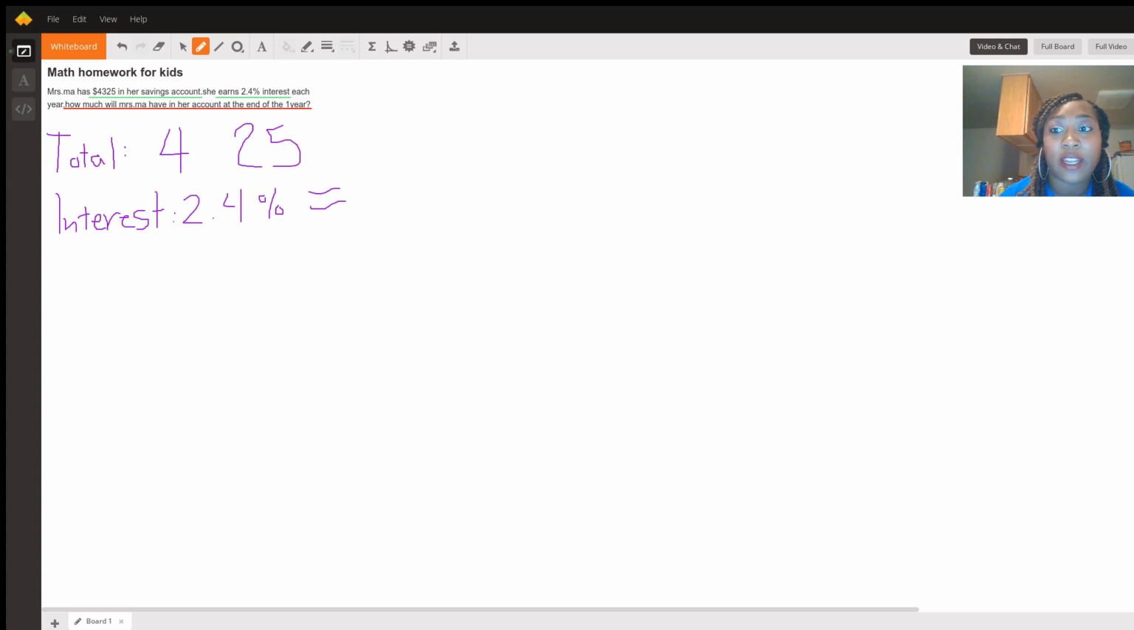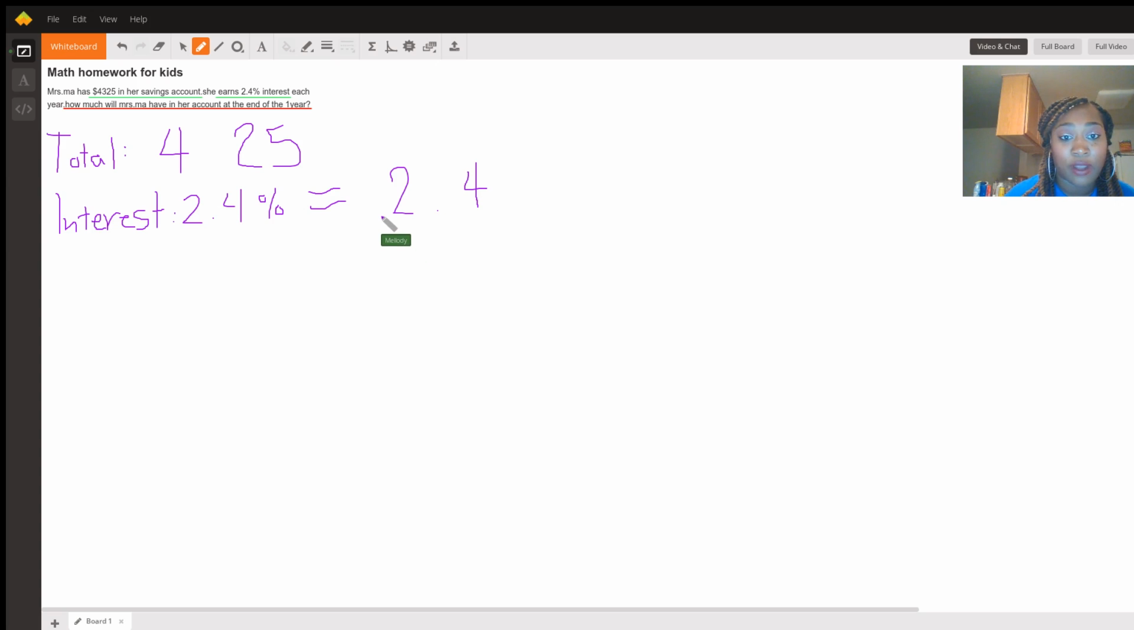Now, when calculating interest, it's important to note that you can never, ever multiply by a percentage. You must move the decimal place 2 places to the left and then multiply by the decimal. So the percentage that we're dealing with is 2.4. And as I stated previously, you can never multiply by a percent. So I'm going to go ahead and move the decimal 2 places to the left.